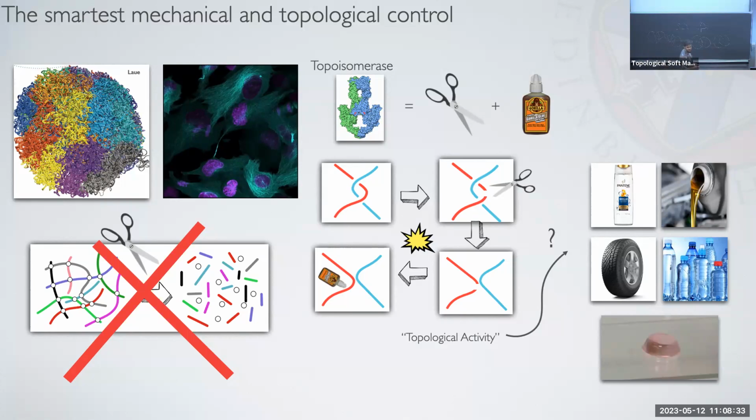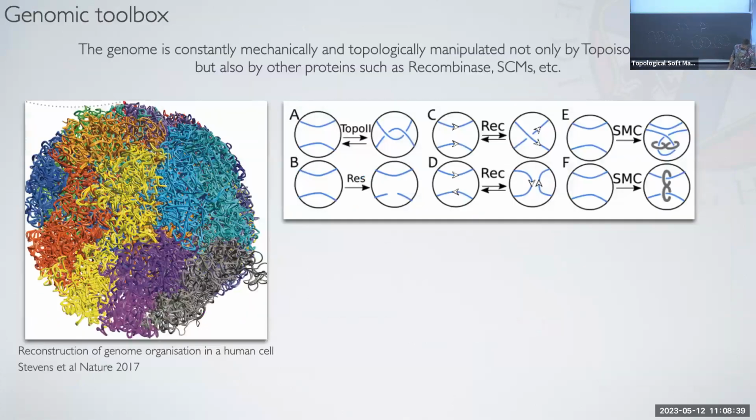And that brings a change in the viscoelastic behavior. Okay, right, so topoisomerase is not the only protein that does mechanical and topological manipulation to the DNA. There are also other proteins, restriction enzymes we heard about. Recombinases also are quite interesting, and then SMCs, these loop extruding proteins, are quite hot at the moment, and they extrude loops in DNA.